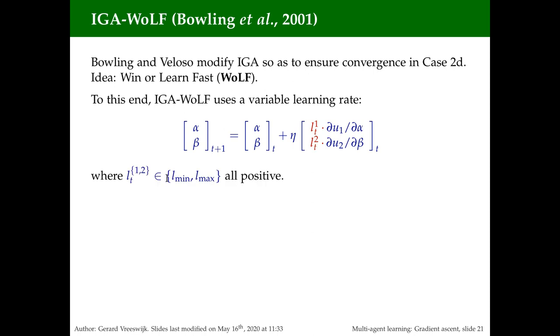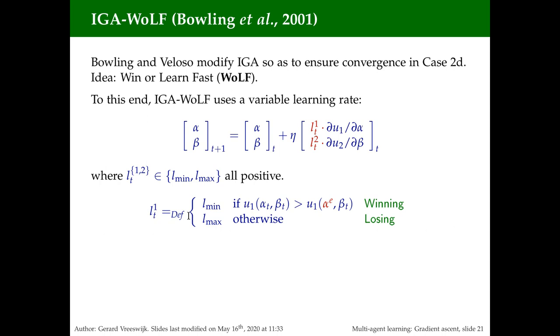And the learning rate is chosen from L min and L max, and it doesn't matter much what those values are. Let L min, for example, be 0.9 and L max be 1.1. That's okay. In the article of Bowling and Veloso, this is represented as an interval, but it is a typo. So you really have to choose from two learning rates, L min and L max. L min is smaller than 1, L max is larger than 1.